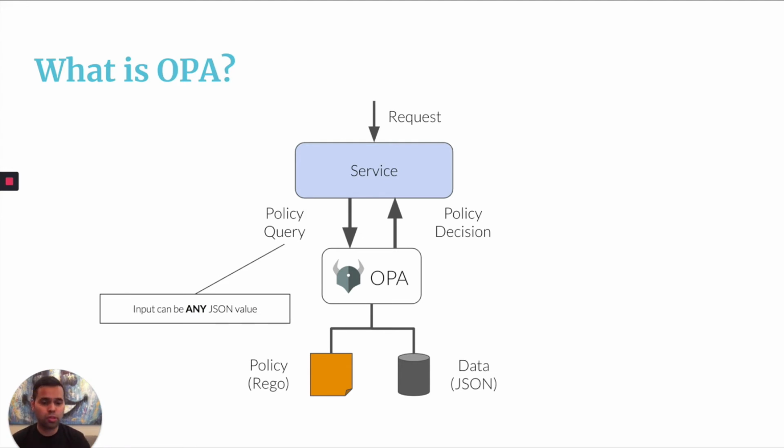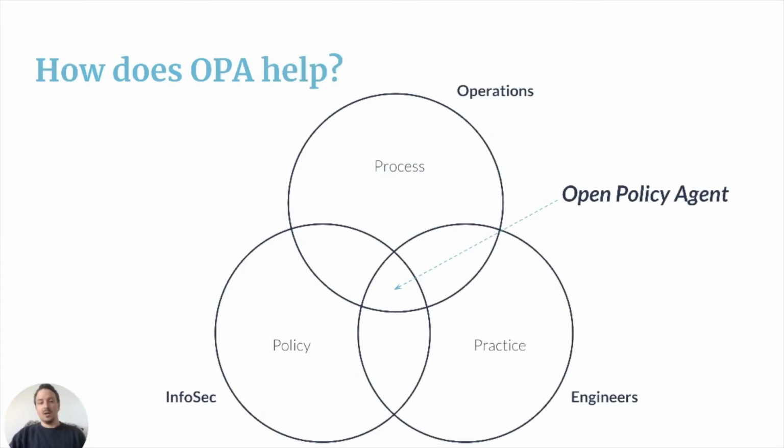Once OPA returns a policy decision back to your service, it's up to your service to interpret it and then enforce it. And just like the query, the policy decision can be any JSON value. It can be a Boolean, a string, a list, an object, any JSON value. So this is the Open Policy Agent, an open source general purpose policy engine, where the goal is to unify policy enforcement across the stack, and to decouple the policy decision making from the policy enforcement.